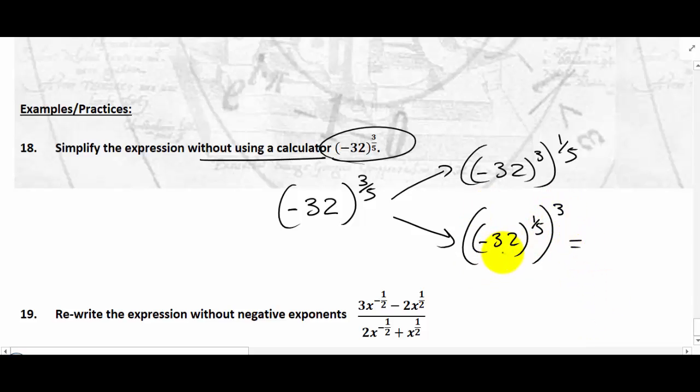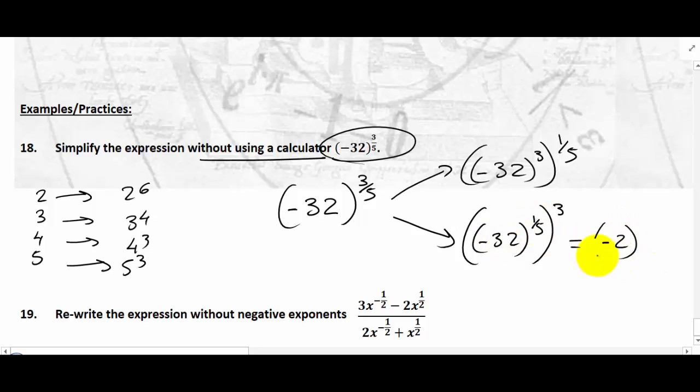Now, I expect you to know your powers for the bases 2, 3, 4, and 5: for the base 2 maybe up to 6, for the base 3 up to 4, for the base 4 cubed and 5 cubed. These have to be fairly automatic, okay? And of course all the ones before. They have to be very automatic. So I know that 2 to the 5th is 32. So the fifth root of negative 32 is negative 2, and negative 2 cubed is negative 8.